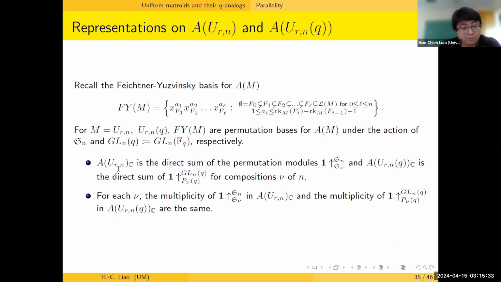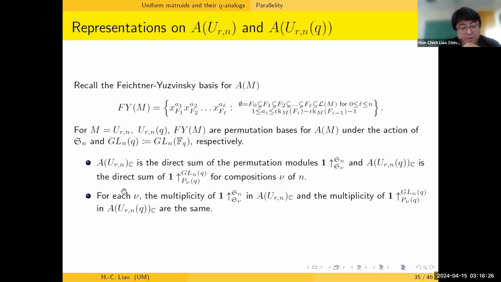First, the Chow ring of the uniform matroid is the direct sum of the permutation modules permuting these chains, which is isomorphic to the induced representation of the trivial representation on the Young subgroup S_nu up to the Sn. And similarly, the Chow ring of the q-uniform matroid is also the direct sum of these permutation modules of the chains in the q-Boolean lattice, and is isomorphic to the induced representation from the trivial representation of P_nu, so this P_nu is the maximal parabolic subgroup, and then up to the general linear group.